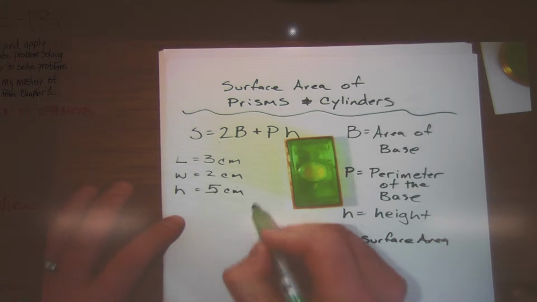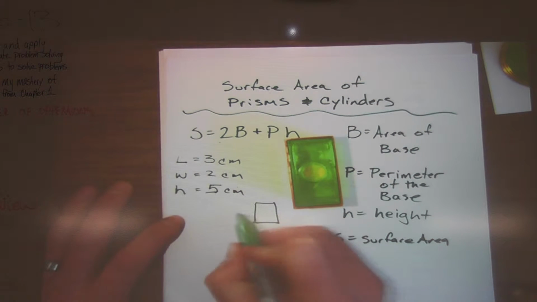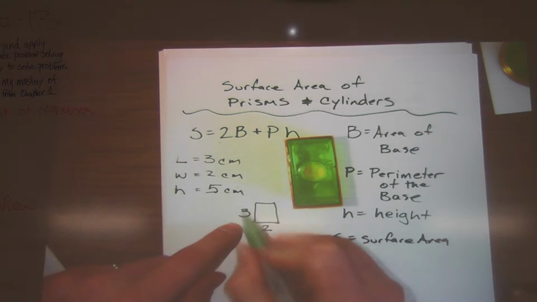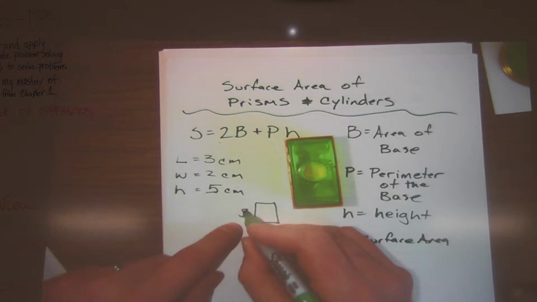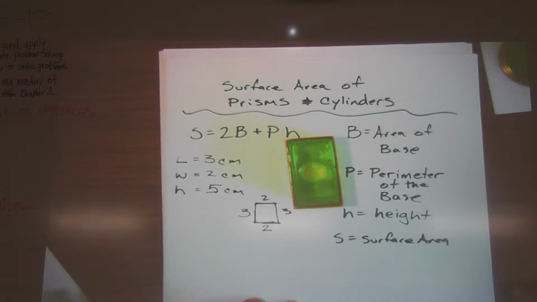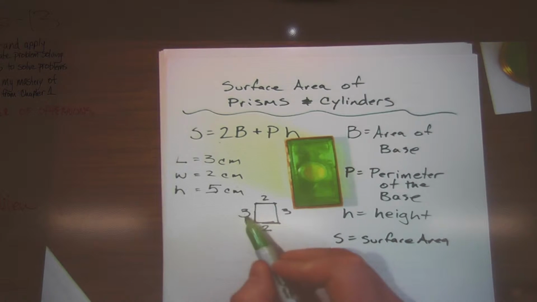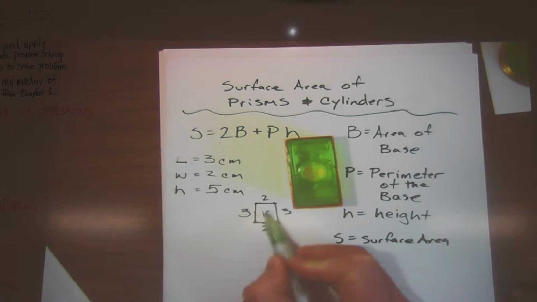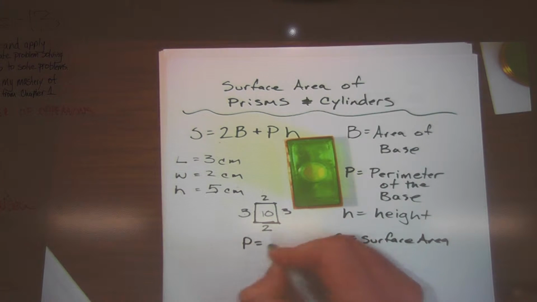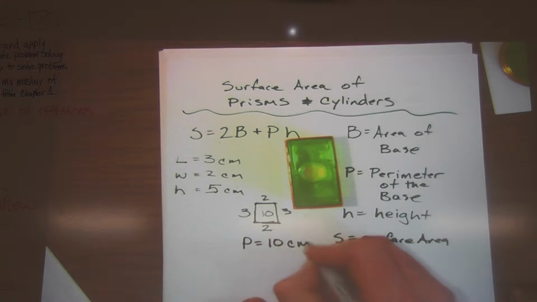Now, if the base, in this case, is 3 by 2, the perimeter of the base is going to be 3. We know that this side and this side are going to be 2. This side and this side are going to be 3. So the perimeter of this particular unit is 10 centimeters. So the perimeter of the base is 10 centimeters.